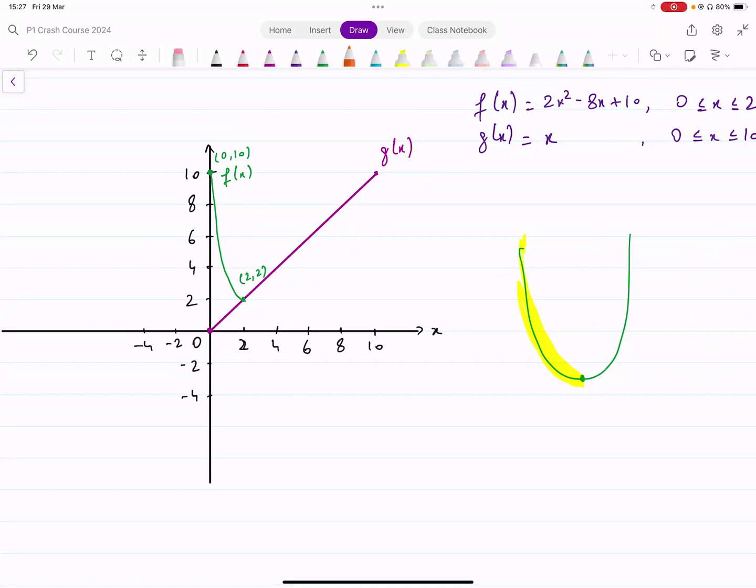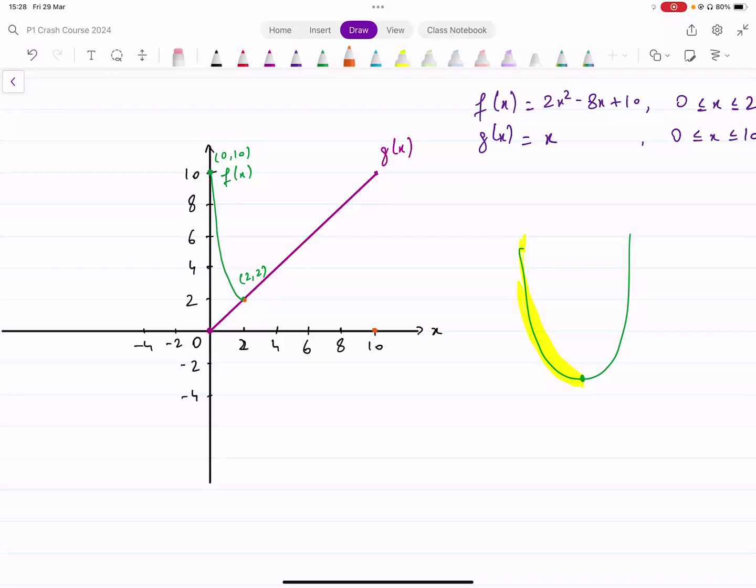Now, what about the inverse function? Where is point 2, 2 going to go? Interchange the coordinates. That would still be 2, 2. So you have 1 point here. 0, 10, where does that go? 10, 0, that's going to be here. So the other graph is going to be in this region. And what does that look like now? It has to be a reflection of that part. So keep that in mind as well. It would look something like this.